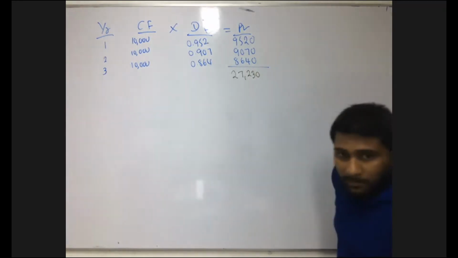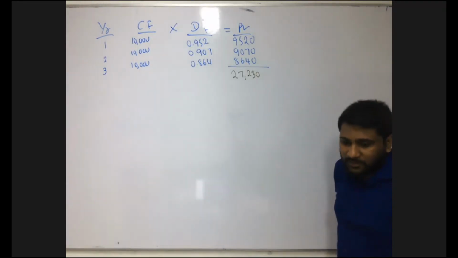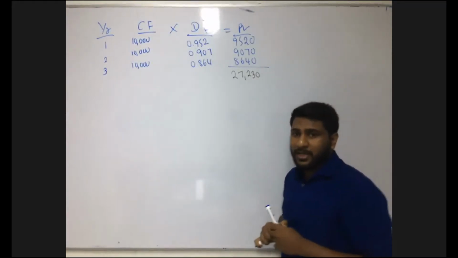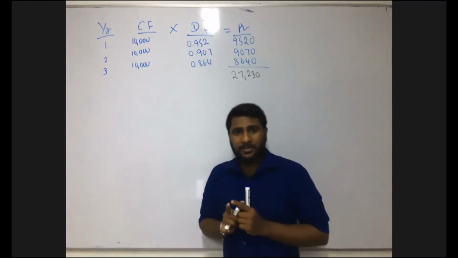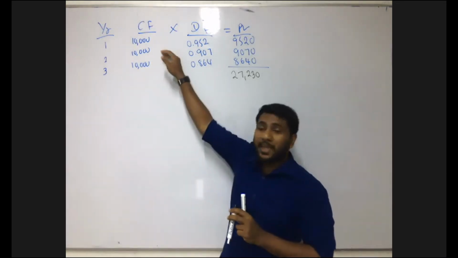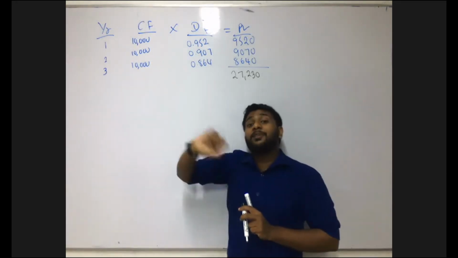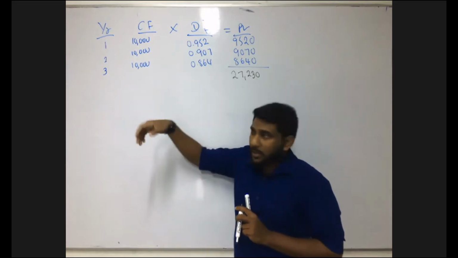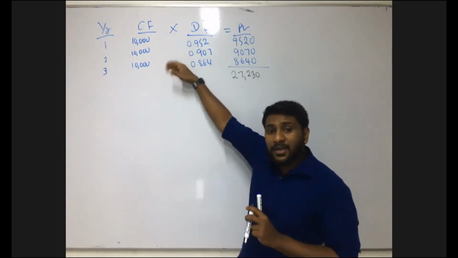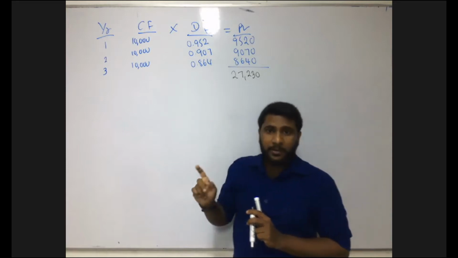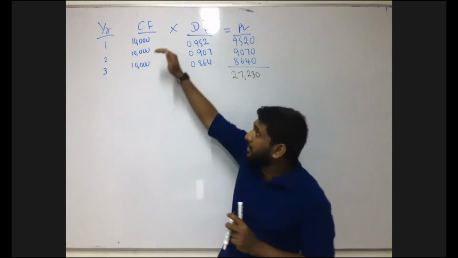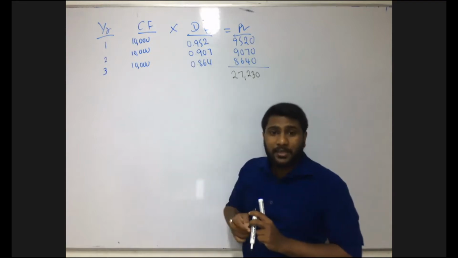27,230. Okay. Now everyone listen carefully. Everyone stop writing and listen. There is a difference between the previous question and this question, guys. What is the difference? In the previous question, the cash flows I gave you were different: 20,000, 30,000, 40,000. Different years, different cash flows. But in this question, in all the years you are getting the same cash flow.